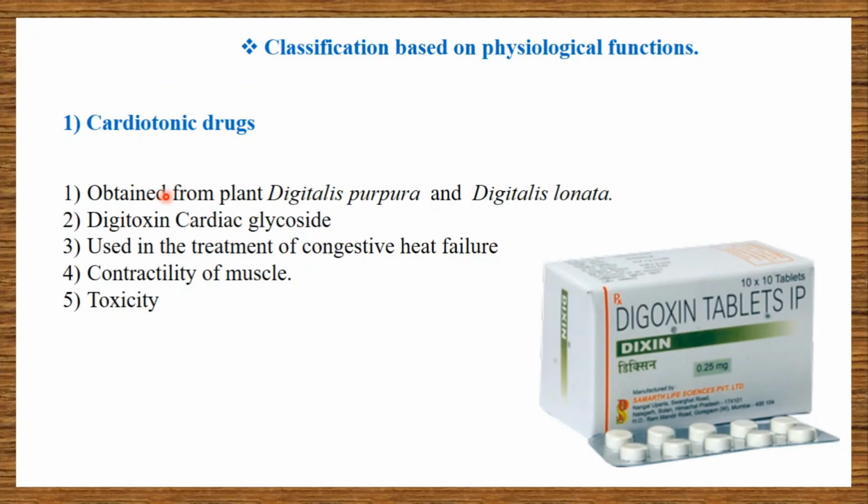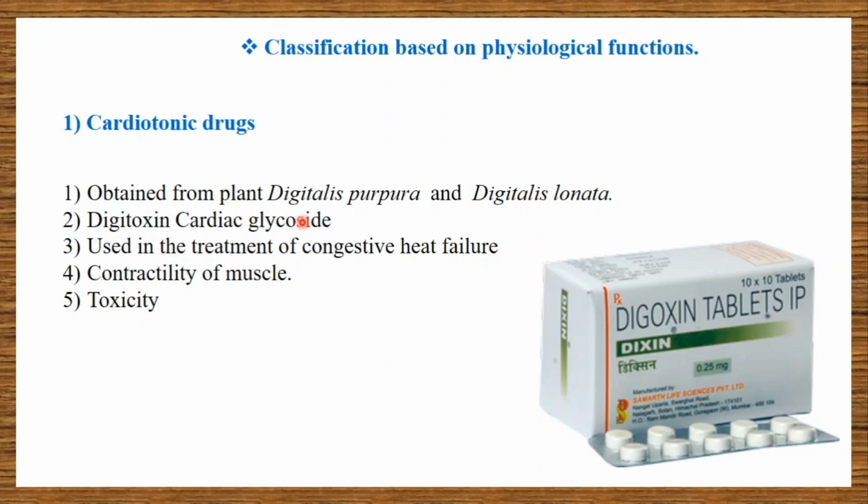These cardiotonic drugs are steroidal glycosides which occur in plants known as Digitalis purpurea and Digitalis lanata. Digitoxin and digoxin are well-known cardiac glycosides. These two are the choice drugs in the treatment of congestive heart failure.